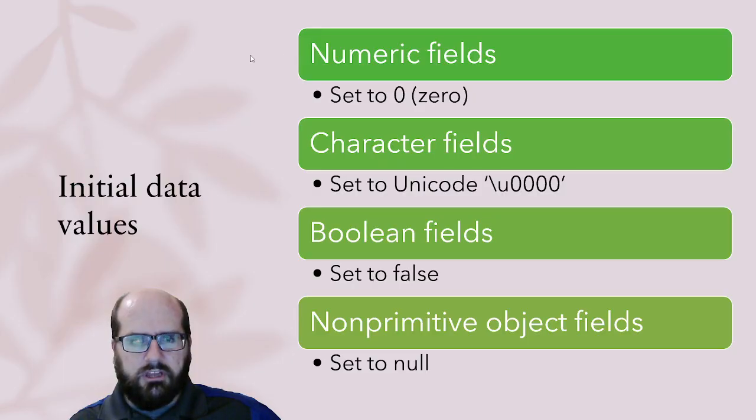I had that shown on this slide. Numeric fields are set to 0. Character fields are set to Unicode 00000, which is effectively 0. Boolean fields are set to false, and non-primitives are set to null.